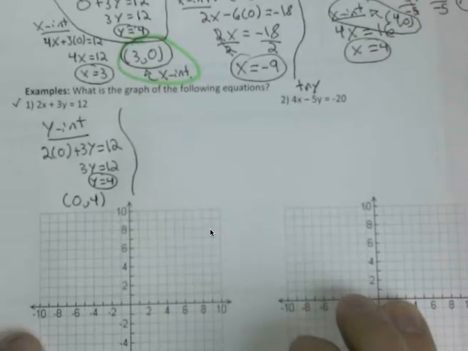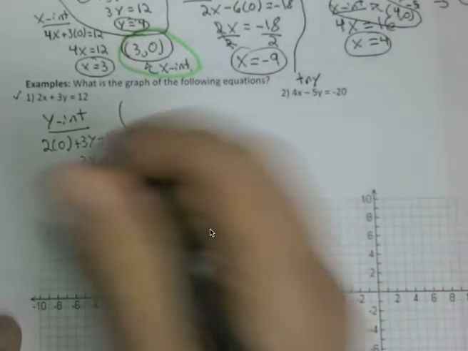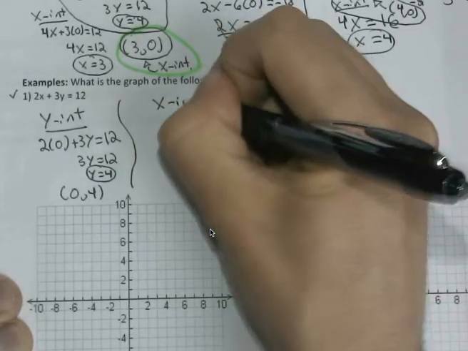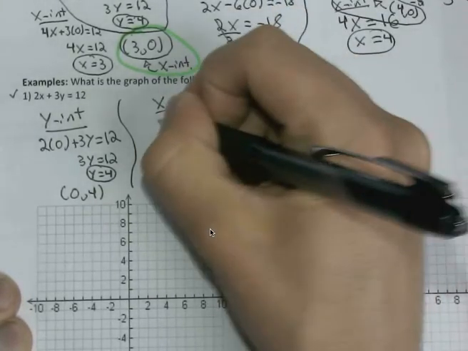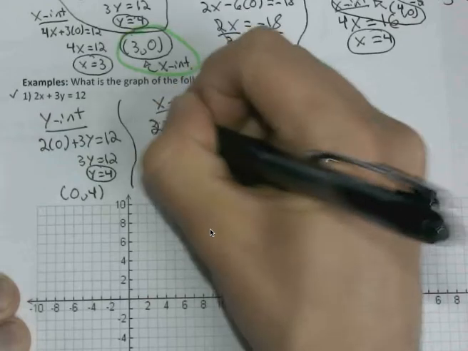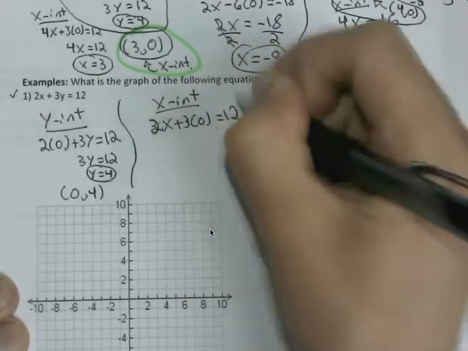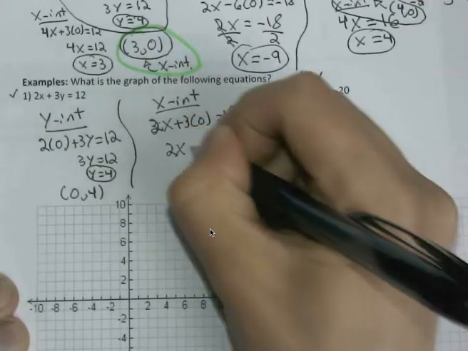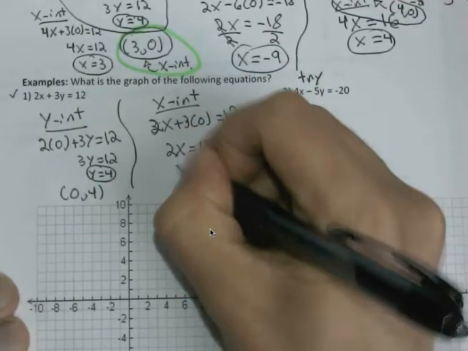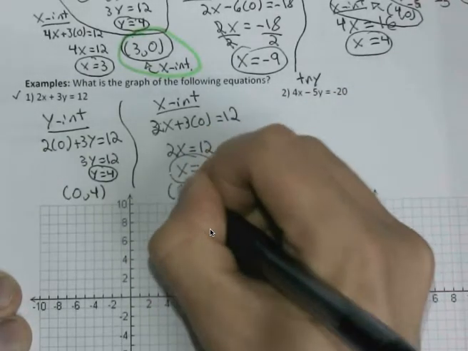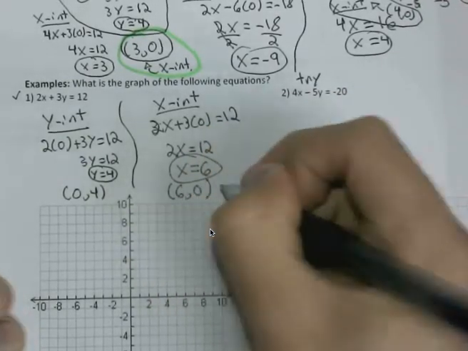Don't get too antsy. Don't graph these out just yet. Let's make sure that we really focus on the algebra as far as solving these equations. We have 2x plus 3 times 0 equals 12. You're crafty, so you're just going to jump ahead and say 2x equals 12. X is going to be equal to 6. So our x-intercept is (6, 0).